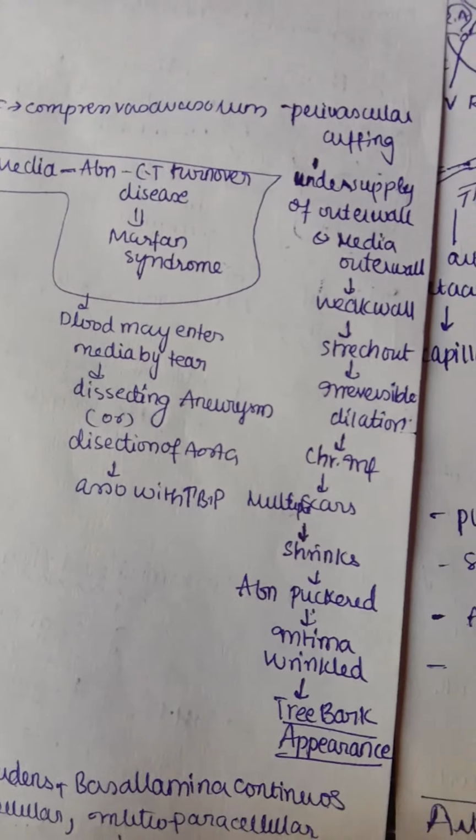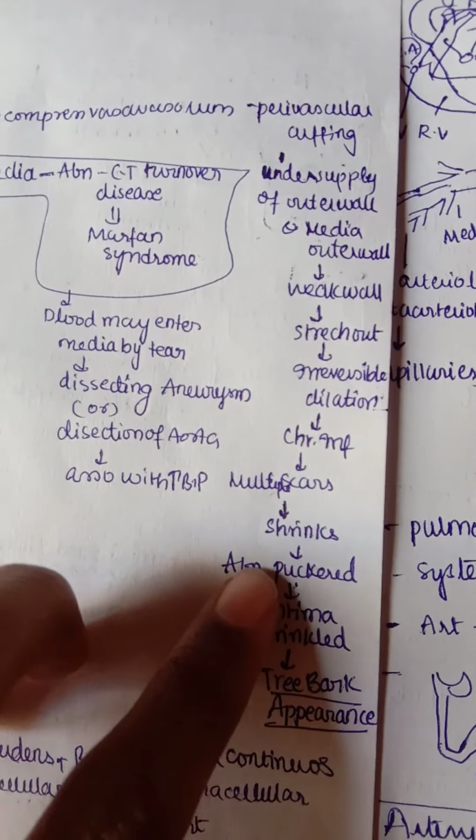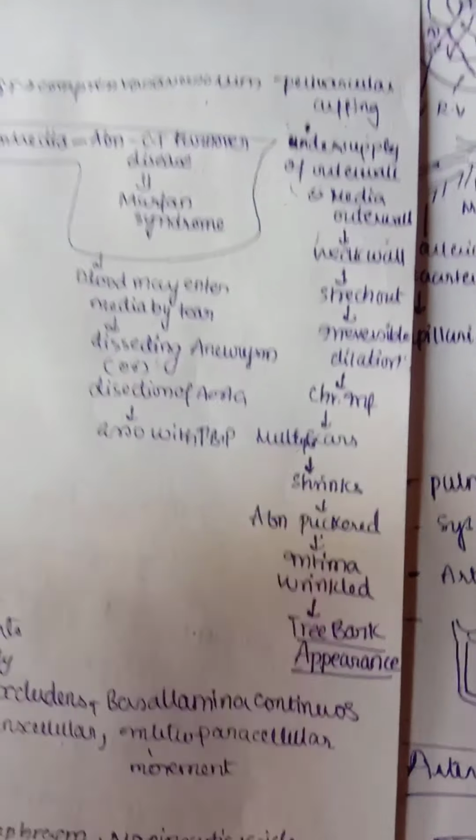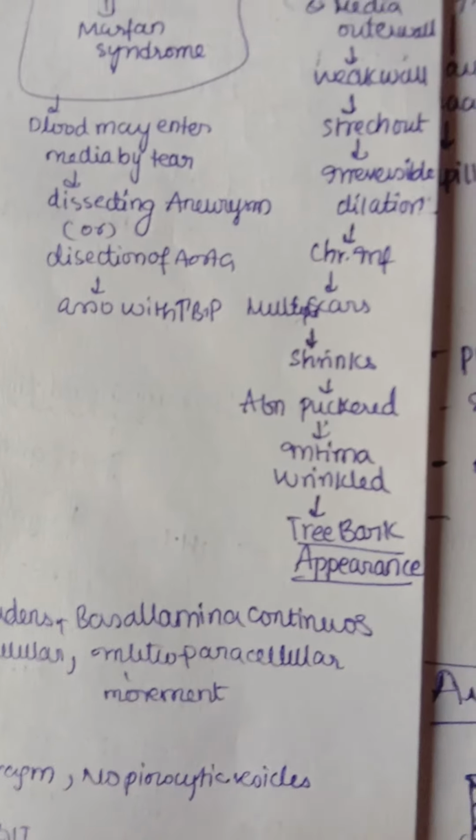That is dilatation. So chronic infection may lead to multiple scars, and the scars shrink and lead to abnormal puckering and even intimal wrinkle. So the intimal wrinkle appears like a tree bark appearance.